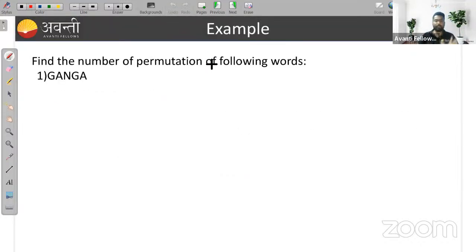Let's see. Here one question you have. Find the number of permutations of the following word, Ganga. So in this word, we have how many letters? 1, 2, 3, 4, 5. Right? So total number of arrangements will be 5 factorial.